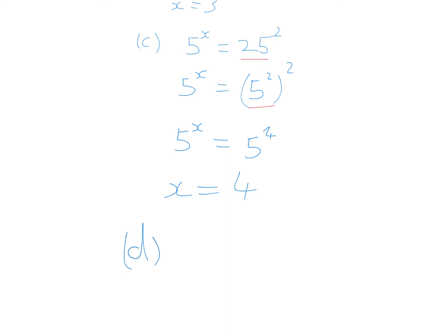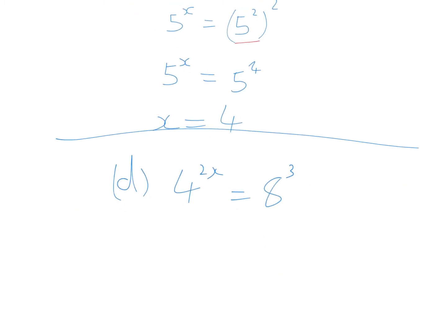So question D now gets a little bit trickier again. These are onto more of the harder questions that we would have come across when we were studying indices. So we have 4 to the power of 2x this time. I'm going to draw a line under here. 4 to the power of 2x is equal to 8 to the power of 3. Now we can try rewriting 8 as a power of 4, so we can say 4 squared is 16. We've already gone past it, so we're going to have to take another approach.